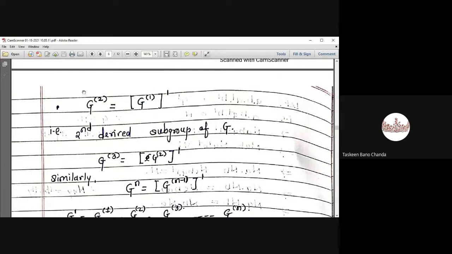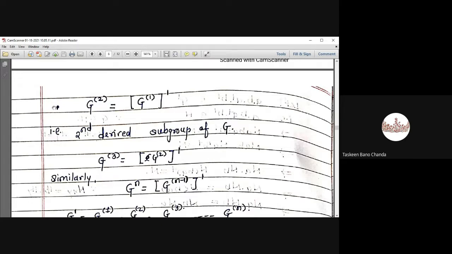मग G2 ची डेफिनेशन कसे असेल? Derived subgroup of second derived subgroup of G. कसा असेल? याच्यातले एलिमेंट कोणत्या फॉर्म मध्ये असतील? G2 च्या where suppose x inverse y inverse belongs to G2 where x and y belong to G1. समजते? G1 मध्ये काय होतं? G dash मध्ये काय होतं सबग्रुप? G dash हा कुठला होता?